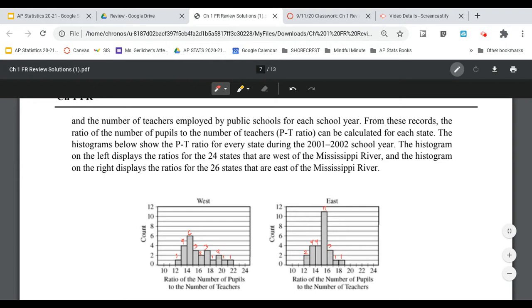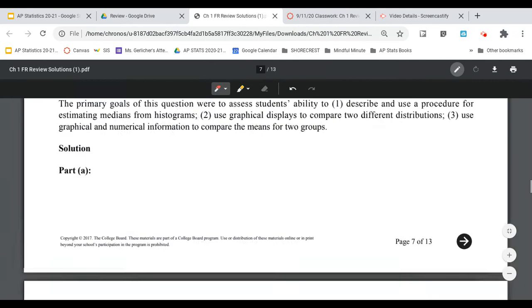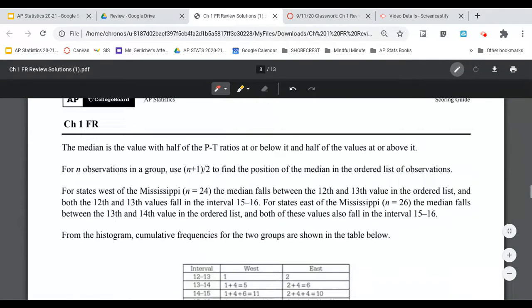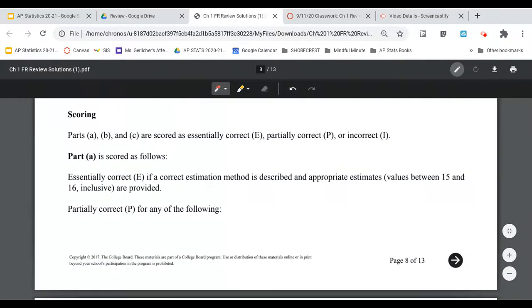Okay, this is a video going over the second free response question on the Chapter 1 review packet. The 13-page document that goes over the solutions, you have to scroll down to page 7 to find the second one. Page 7 has the original question, and then just like on the last question, it gives some perfect solutions, and then it gives specifics on what you actually need to get essentially correct as opposed to partially correct or incorrect.